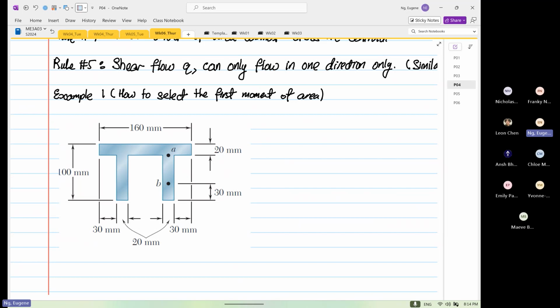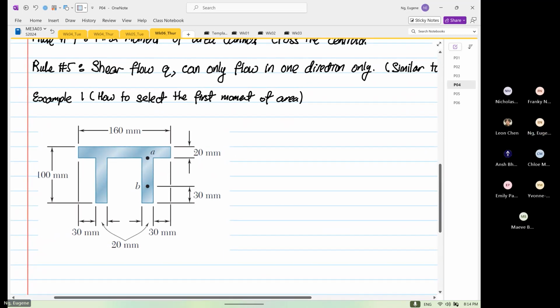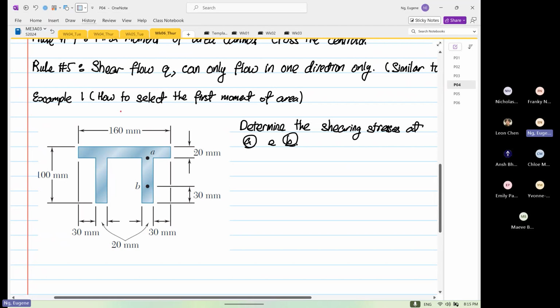Okay, now we are going to determine the shear stress at point A and point B. Okay, so we have our Vy coming from the top, right? We have our Vy coming from the top.